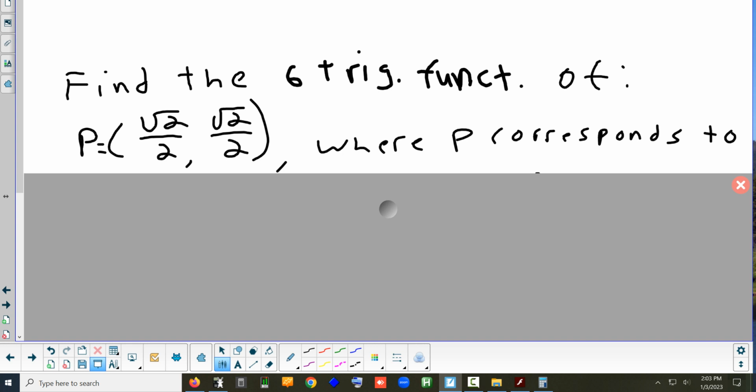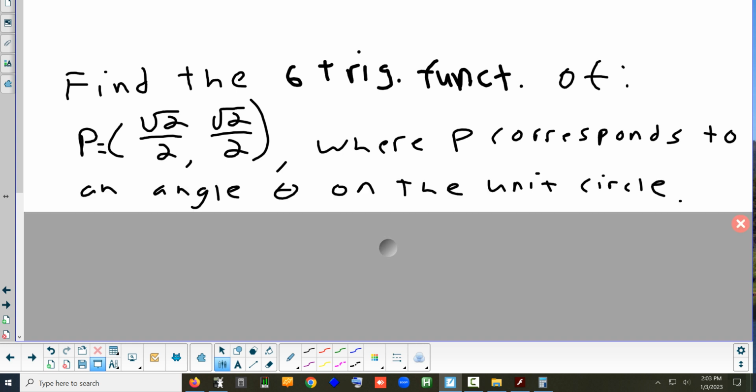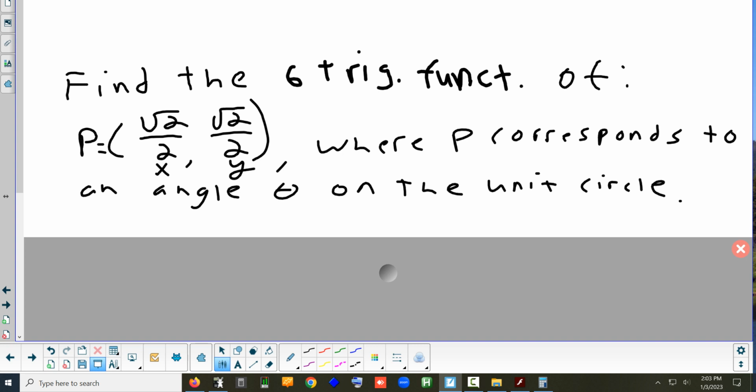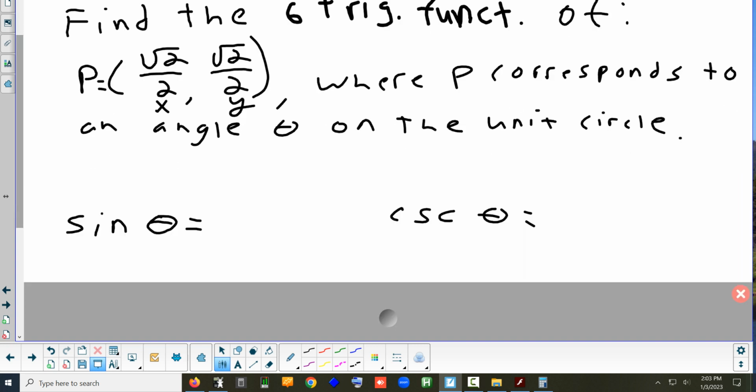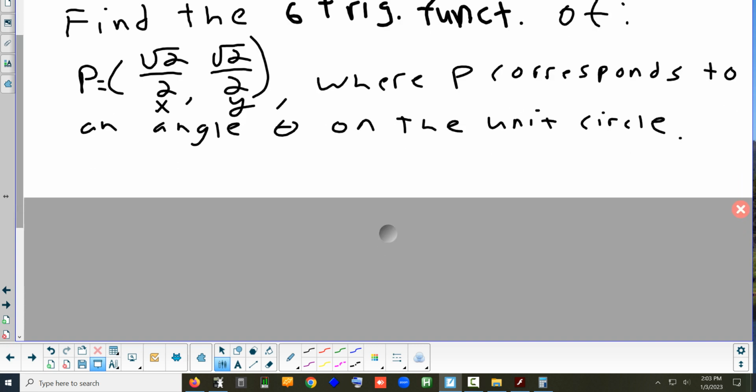All right, but the important thing is we have the location of the coordinate. We have the x and we have the y. So we're going to do the same thing we did before: find the 6 trig functions using that x and that y.